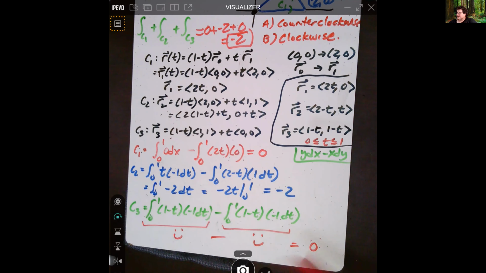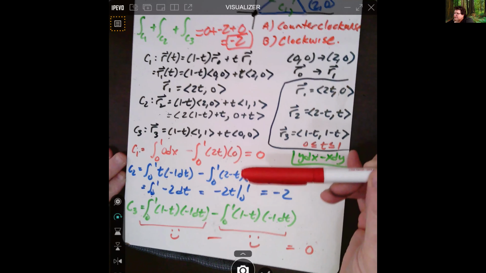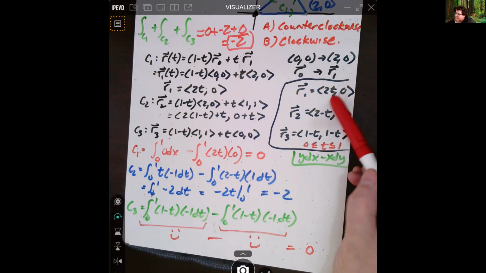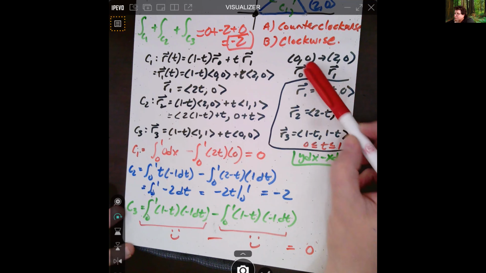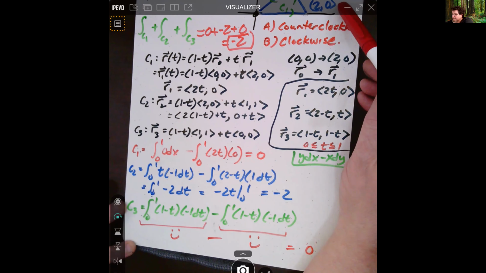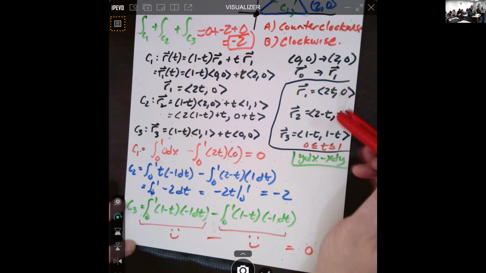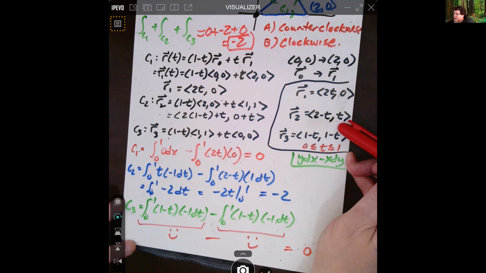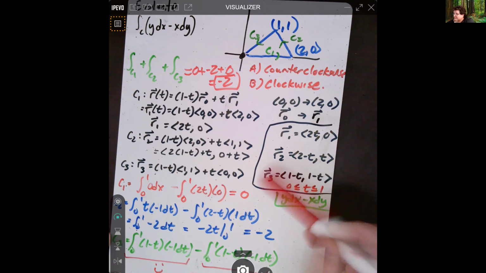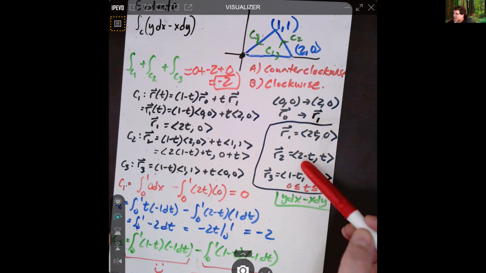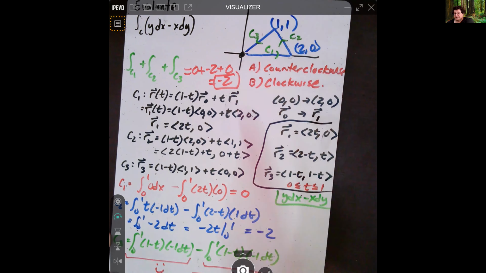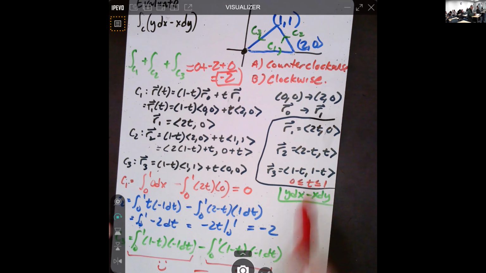If you think this isn't going to work, go through and plug in t equals 0 and t equals 1. If I plug in t equals 0 for r1, I get 0, 0, which was my starting point. And if I plug in t equals 1, I get 2, 0, which was my end point. If I do the same thing for this one, I plug in 0, I get 2, 0 to start with. And if I plug in t equals 1, I get 2 minus 1 is 1, and then 1, 1, which was my terminal point.